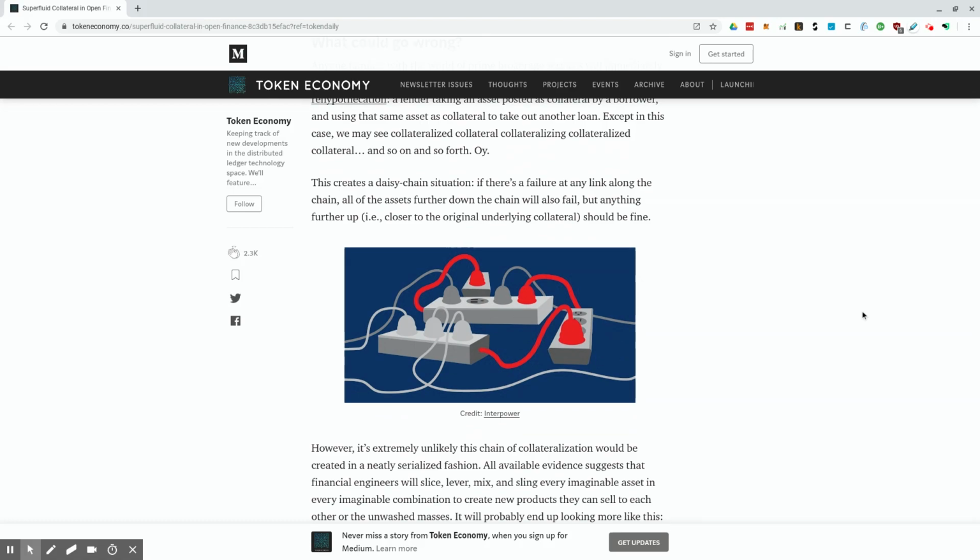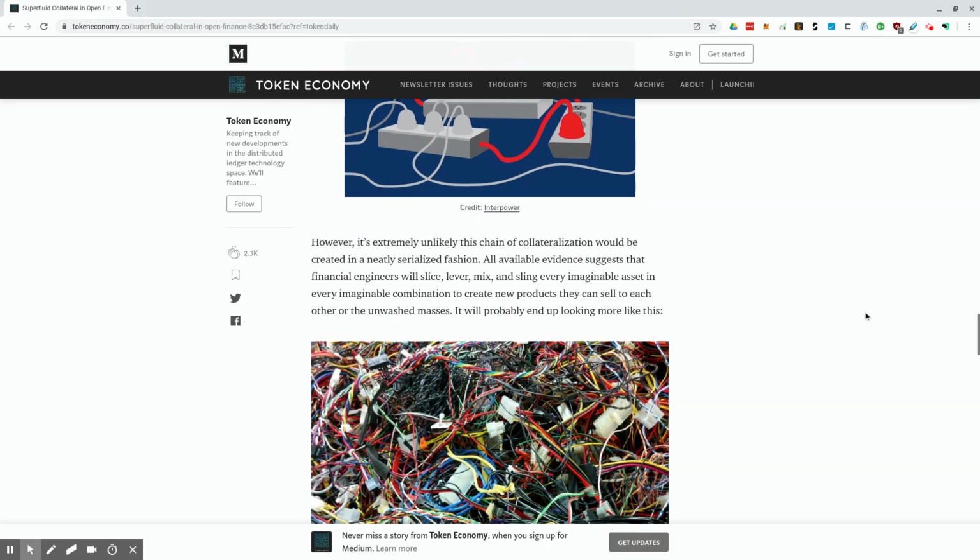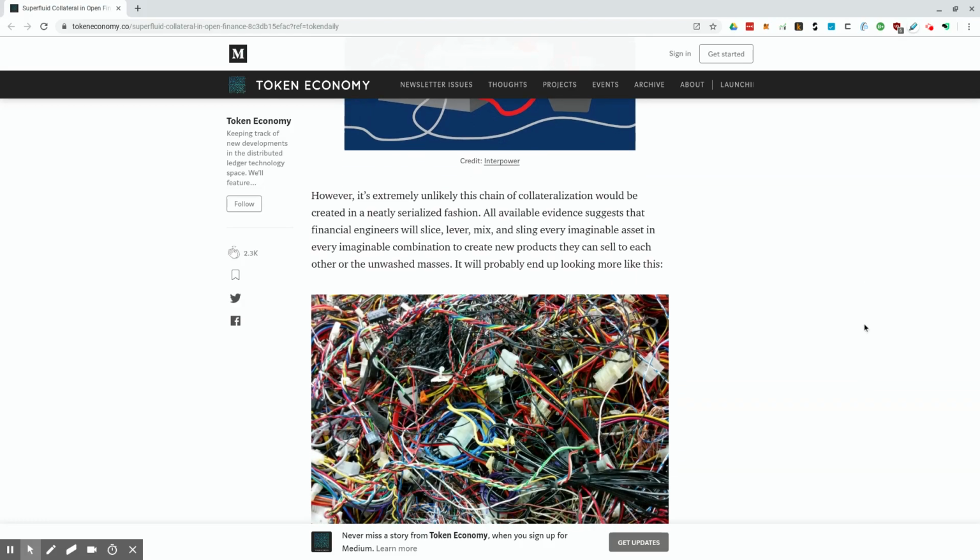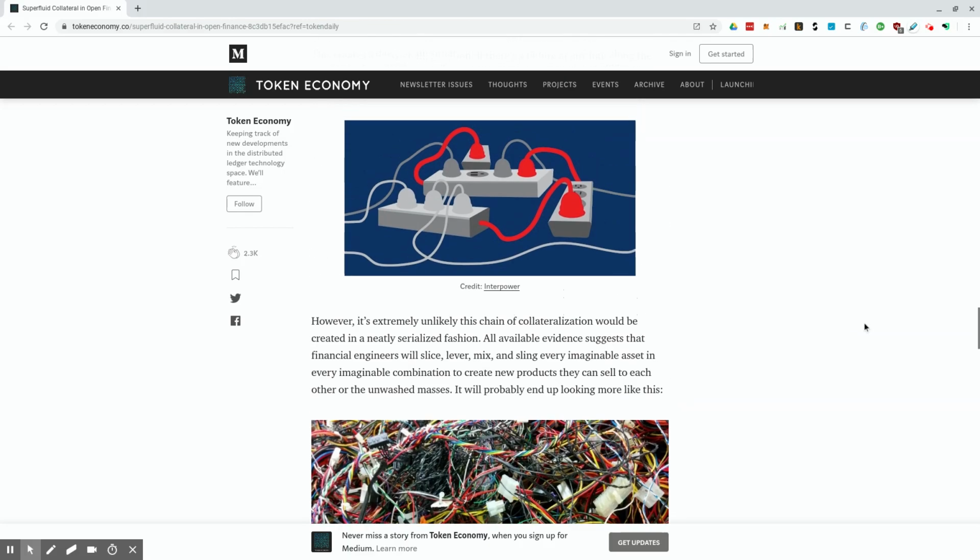If there's a failure at any link along the chain, all of the assets further down the chain will also fail, but anything further up, i.e. closer to the original underlying collateral, should be fine. However, it's extremely unlikely this chain of collateralization would be created in a neatly serialized fashion. All available evidence suggests that financial engineers will slice, lever, mix and sling every imaginable asset in every imaginable combination to create new products they can sell to each other or the unwashed masses. It will probably end up looking more like this.